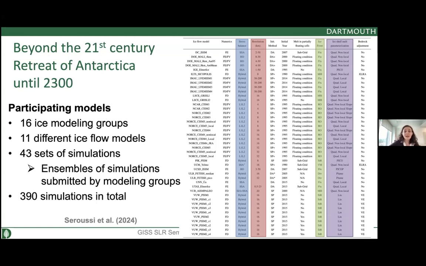What does it mean? That means that some of these groups, as you can see maybe here at the bottom for VUW, Wellington in New Zealand, submitted 11 sets of simulations with some varying parameters for melt, resolution, and things like that. So in total, we had 390 simulations. Easy to say that was a little overwhelming, but we could still draw some interesting conclusions from these results.